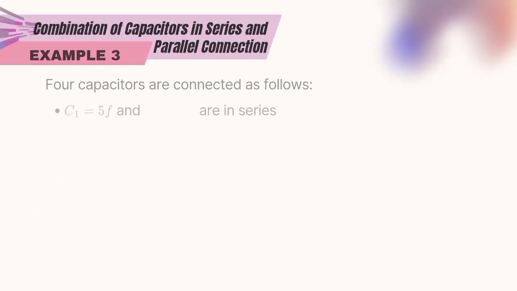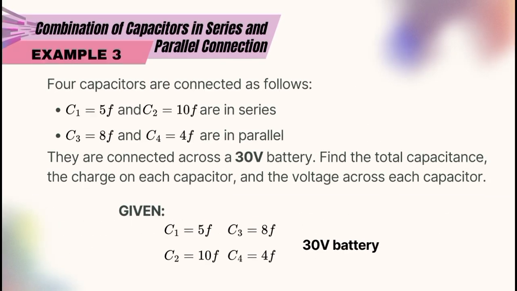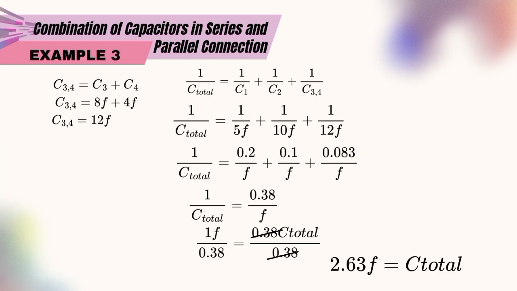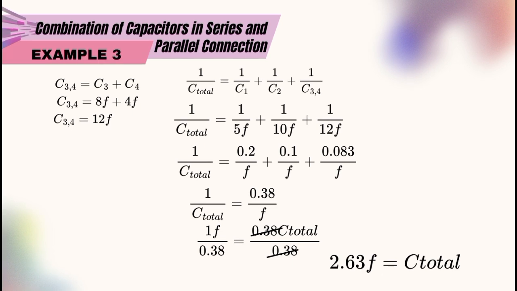For example number 3, these are the givens. As usual, C sub 1 and C sub 2 are in series, and capacitors 3 and 4 are in parallel with 30 volts. Again, because capacitors 3 and 4 are in parallel connection, we will sum them up. So the answer will be 12 farads. Again, we will determine the total capacitance.